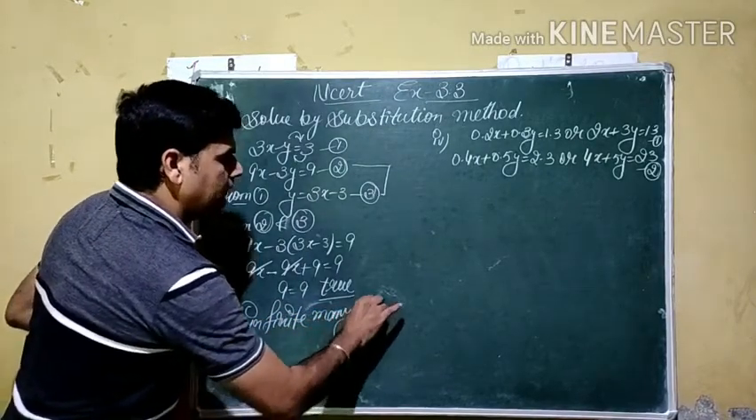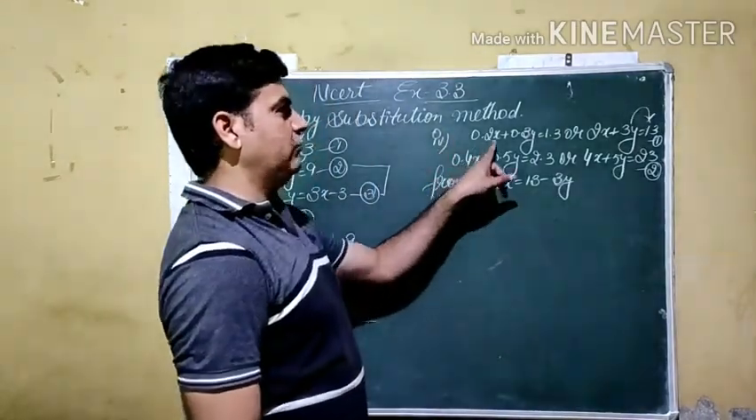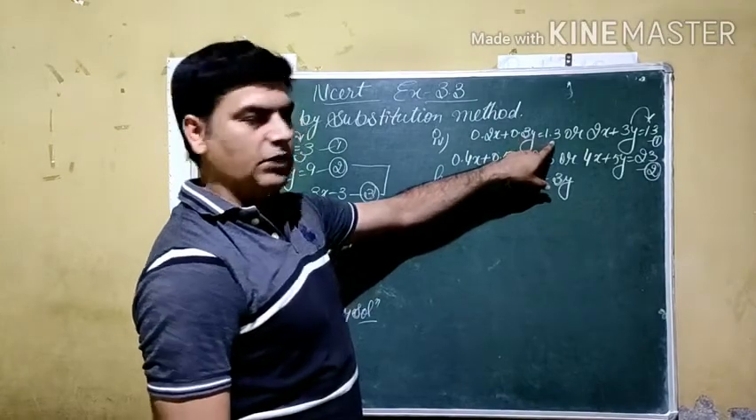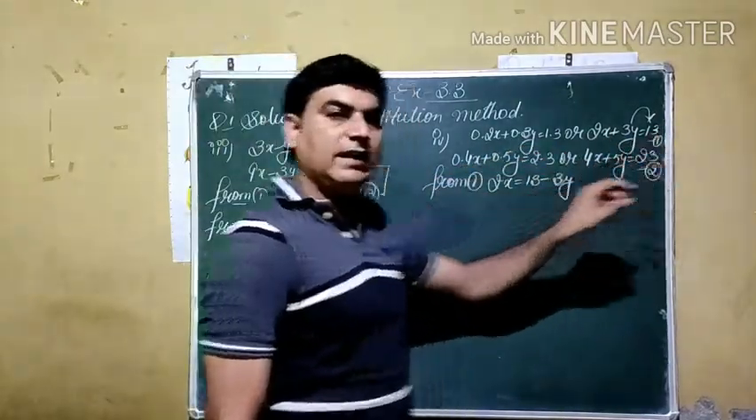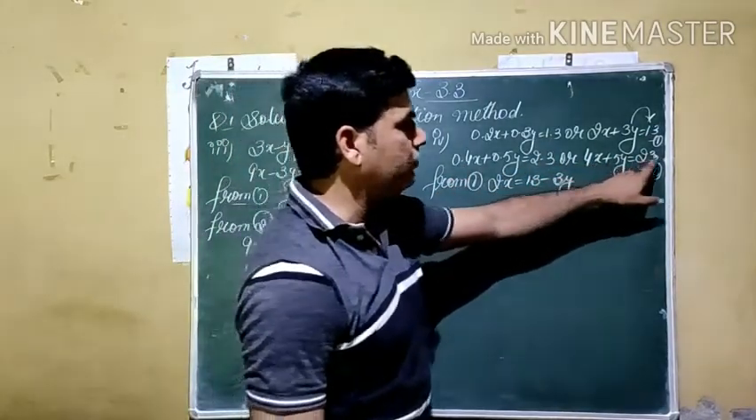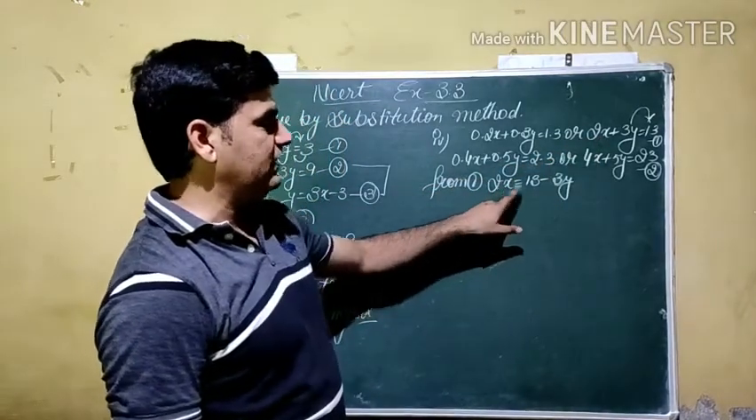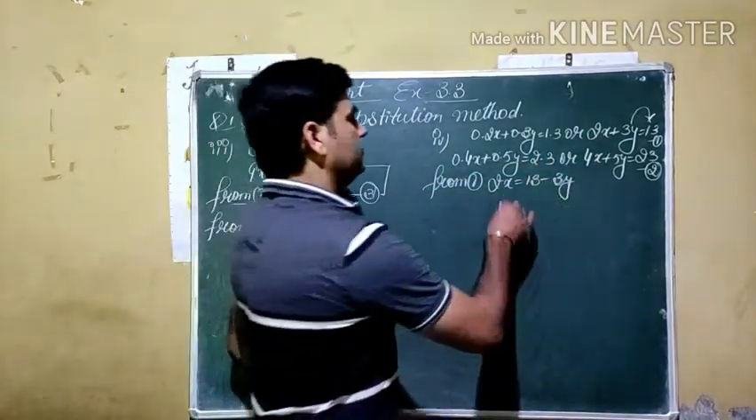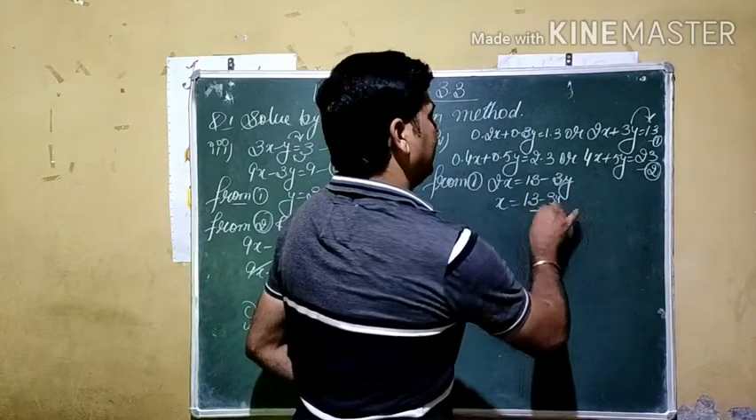Next case, we are looking at part number 4. In part 4, we have 0.2x plus 0.3y equal to 1.3. If we remove the decimal, we get 2x plus 3y equal to 13. In the same way, the second equation can be written as 4x plus 5y equal to 23. From the first, we get the value of x: 2x equal to 13 minus 3y. So the value of x becomes 13 minus 3y, whole divided by 2.